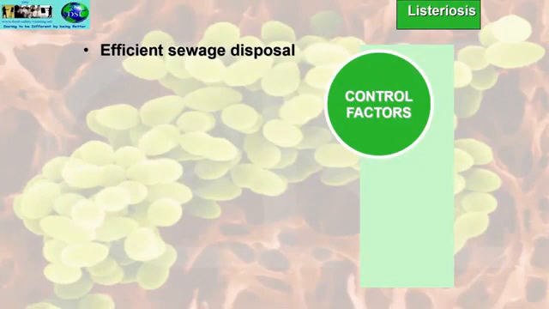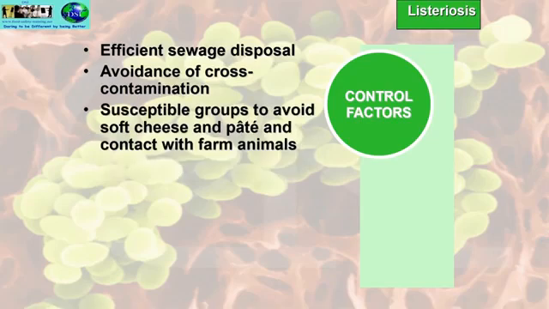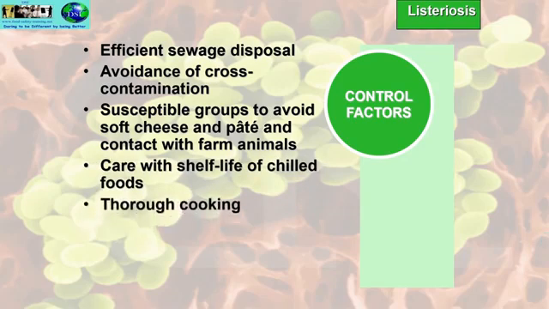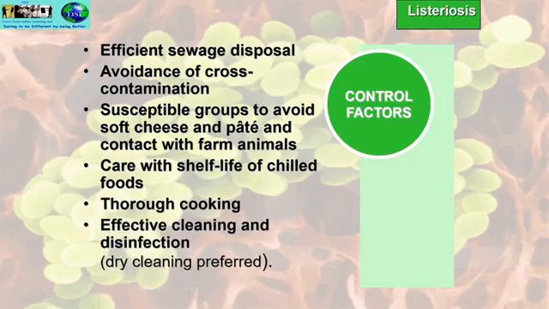Control factors: efficient sewage disposal, avoidance of cross-contamination, susceptible groups to avoid soft cheese and pâté, and contact with farm animals. Again, if you're petting farm animals, always make sure you wash your hands after petting them, especially with young children and elderly, because if they put their hands in their mouth or touch themselves in any way or form, they could cross-contaminate. Care with shelf life of chilled foods, thorough cooking, effective cleaning and disinfection. Dry cleaning is preferred.